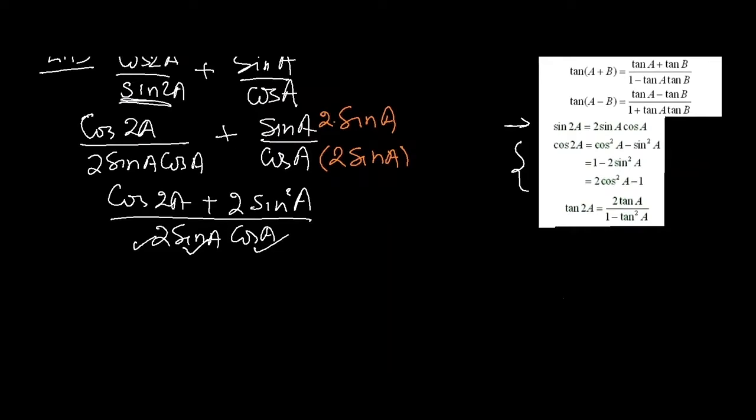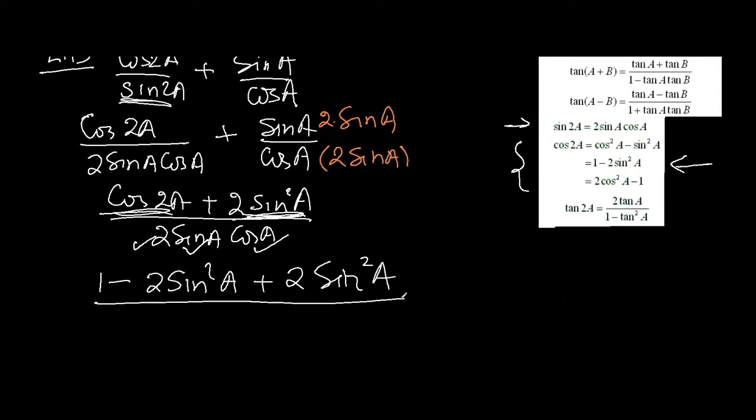And how can I do that? Let's look at the identity now for cos 2a, where I can cancel 2 sine square a. So this is the one. Can you see here? It has minus 2 sine square a. So I can convert this into 1 minus 2 sine square a, and plus 2 sine square a is already there, over 2 sine a cos a. That's the strategy. We should be aware of where we have to reach, and accordingly we take the decisions.